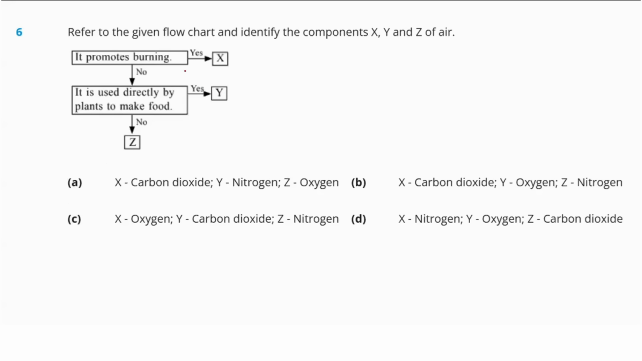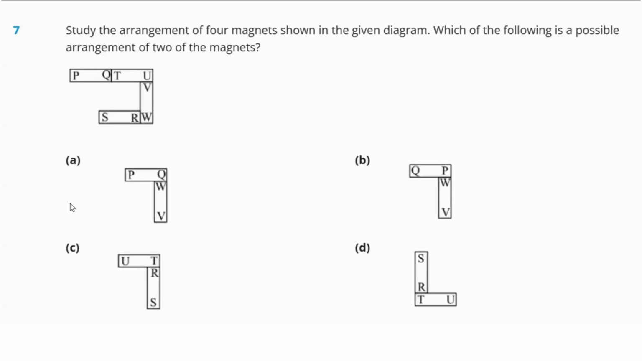Next question. Refer to the given flow chart and identify the components X, Y, and Z of air. What is X? It promotes burning. X is a gas which promotes burning: oxygen, right? Y is used directly by plants to make food. We know it is carbon dioxide. Z does not promote burning and is not used by plants. It will be nitrogen. Our answer would be option C.